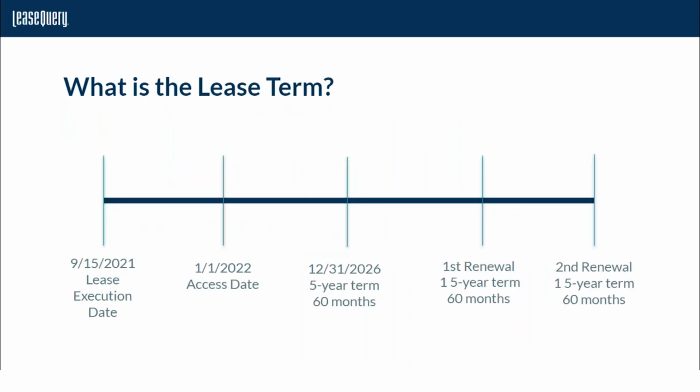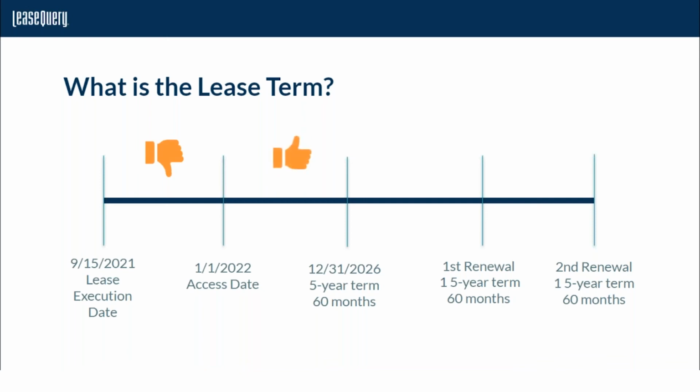So next, once you know the lease commencement date, determining the total lease term is easy. So we just determined that the lease begins on 1/1/2022, so we won't include the lease execution date in the lease term. The first 5-year term goes until December 31st, 2026.